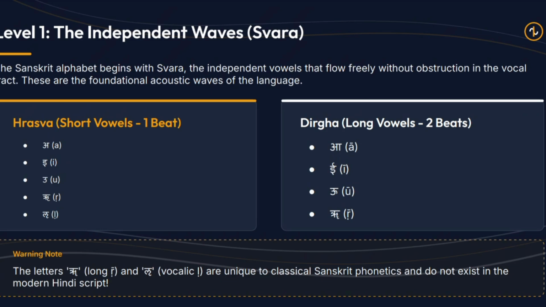So, the Sanskrit alphabet begins with swara, the independent vowels that flow freely without obstructions in the vocal tract. These are the foundational acoustic waves of the language. The two types are Hrasva, that is the short vowels, and Dirgha, that is the long vowels. The short vowels are A, I, U, Kru, Lru, and the long vowels are Aa, Ee, Oo, Kroo. The long vowels take exactly double the time of the short vowels. The letters Kru and Lru are unique to classical Sanskrit phonetics and do not exist in modern Hindi scripts.